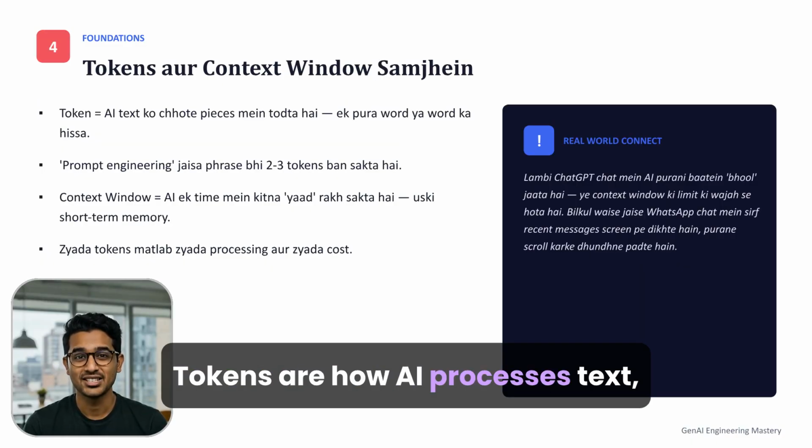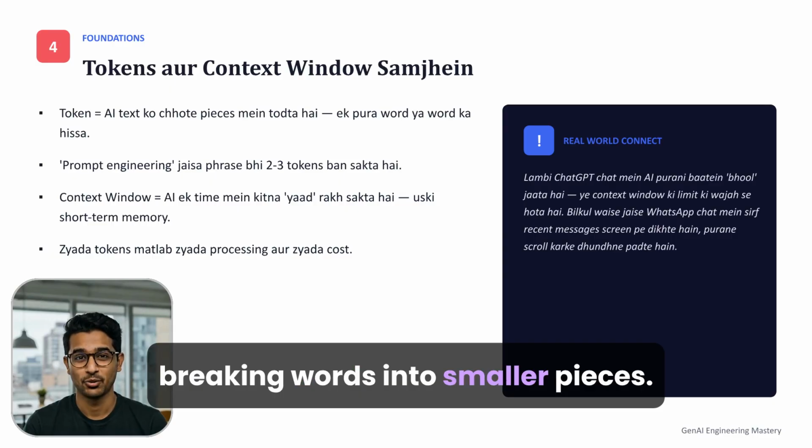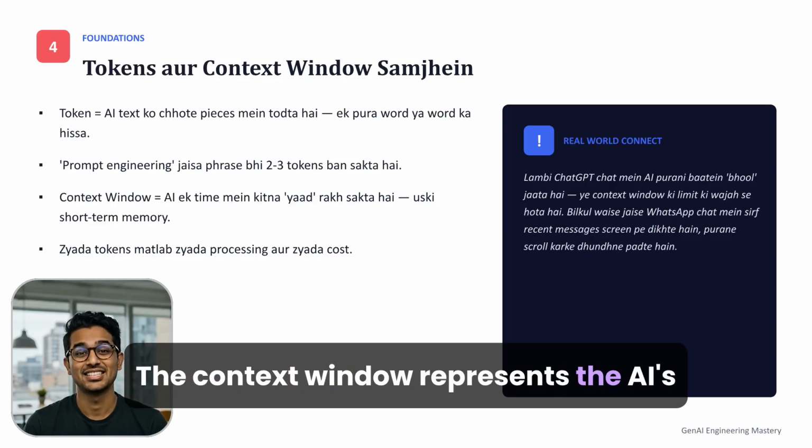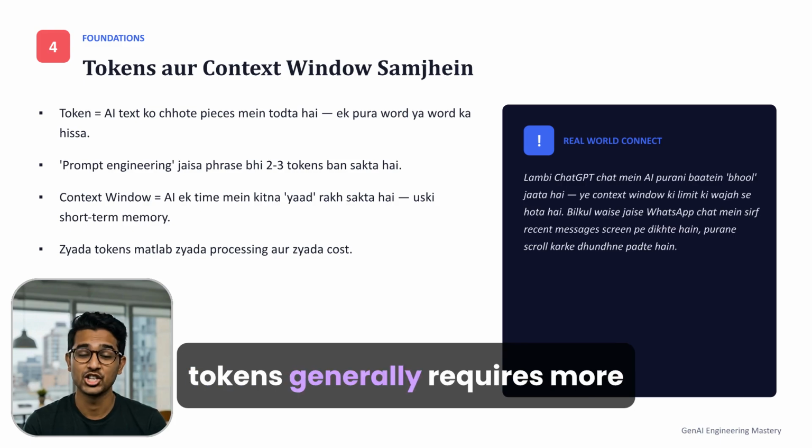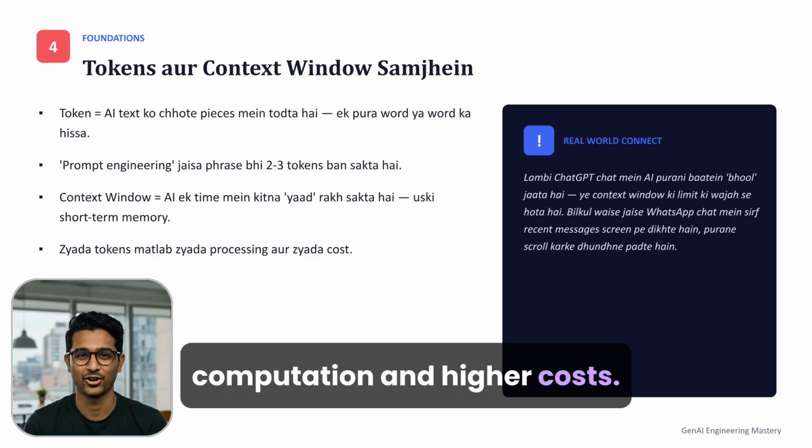Tokens are how AI processes text, breaking words into smaller pieces. The context window represents the AI's short-term memory capacity. Keep in mind that processing more tokens generally requires more computation and higher costs.